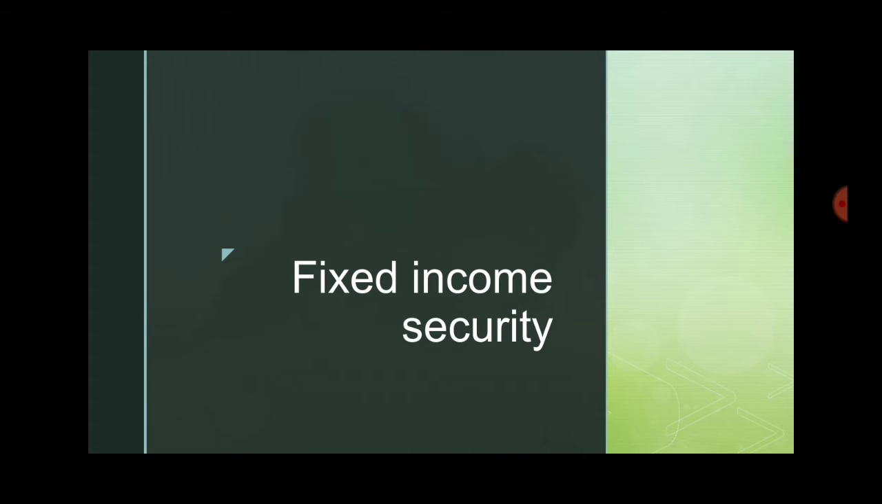Hi friends, today we are going to discuss fixed income securities. This is the second class of the introduction to fixed income securities. So, what do we mean by a fixed income security? The money which we invest in an asset that gives a periodical return is called a fixed income security. It may give a coupon rate, or it may give a principal amount after the maturity period.